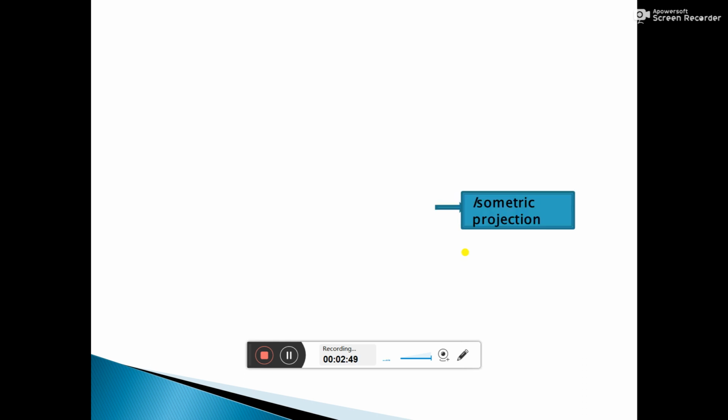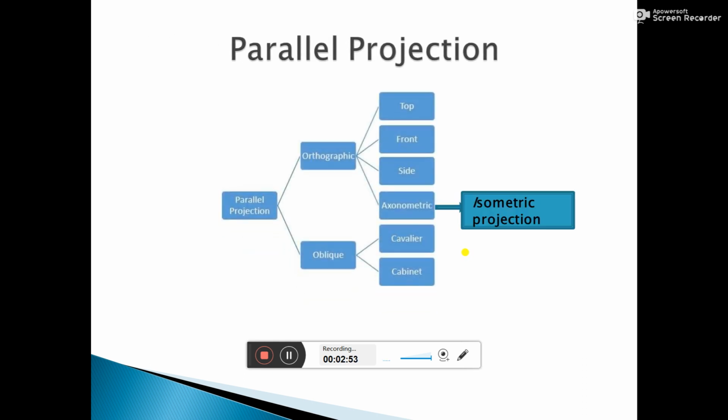There are various types of projections. This diagram shows the hierarchical format of parallel projection. Parallel projection is divided into two types: orthographic and oblique. Orthographic is again divided into top, front, side, and axonometric. Oblique projection is divided into cavalier and cabinet. There is one special type of projection, isometric, that comes under axonometric projection. Next, we see about these one by one.